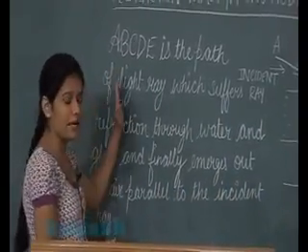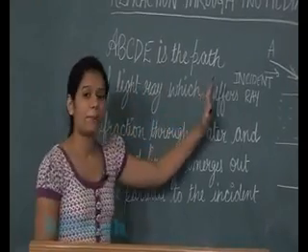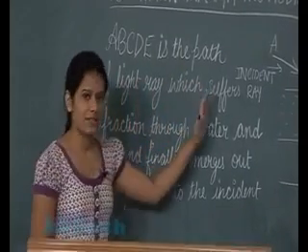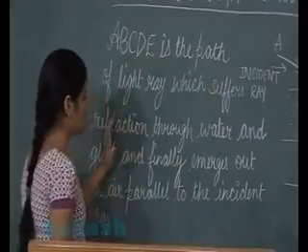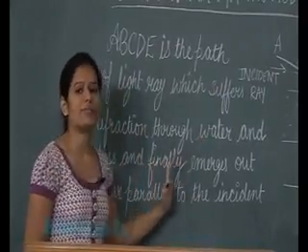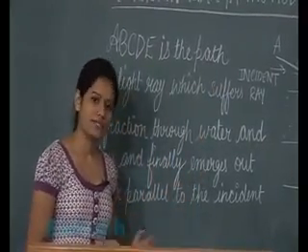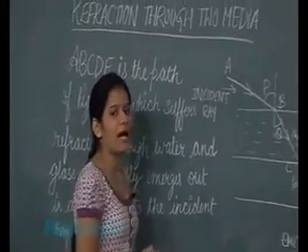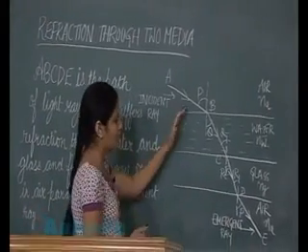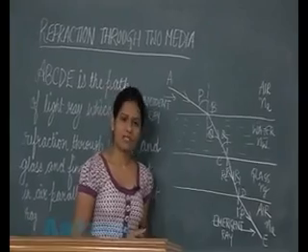So student, A, B, C, D, E is the path of light ray which suffers refraction through water and glass and finally emerges out in air parallel to the incident ray. Now student, we will apply Snell's law at point B, C and D, and we will see what happens.